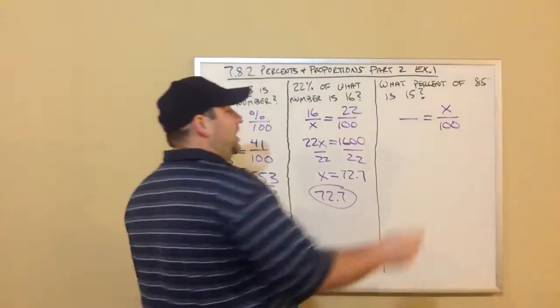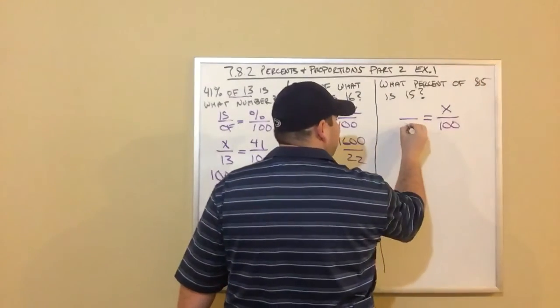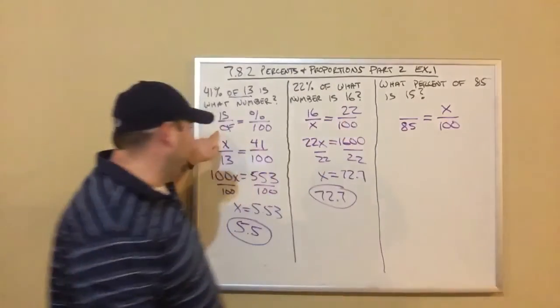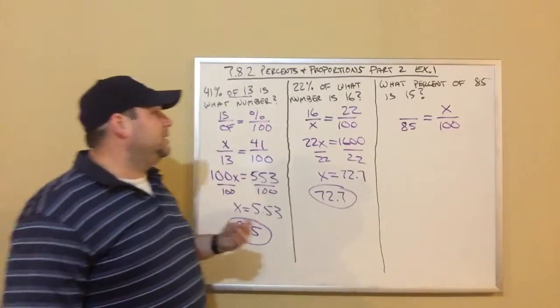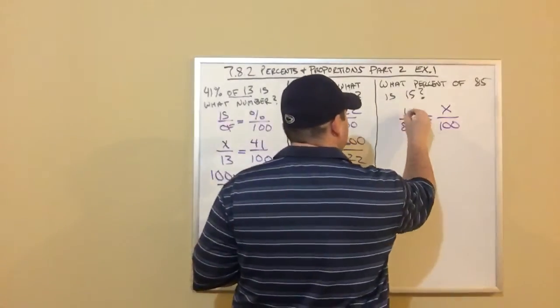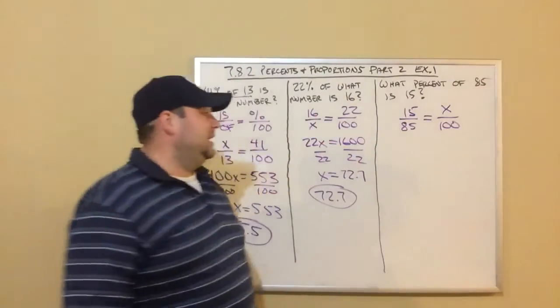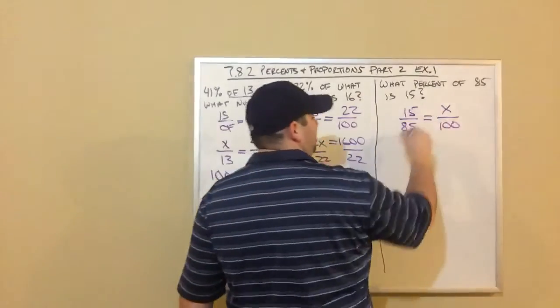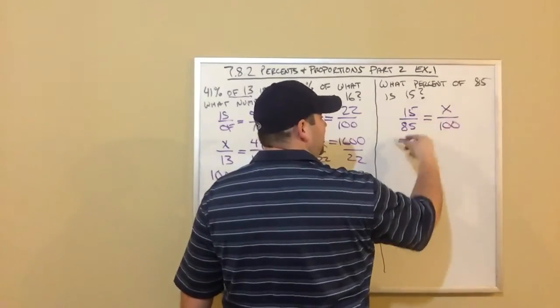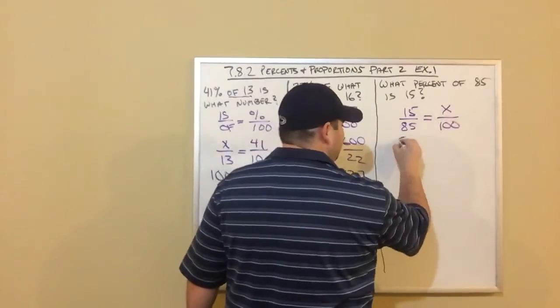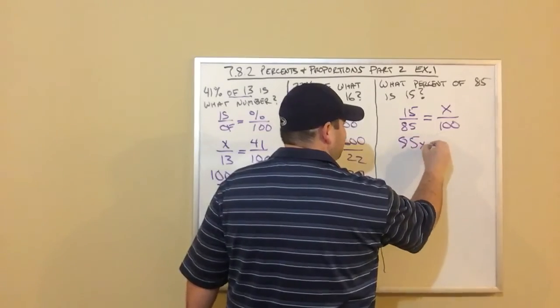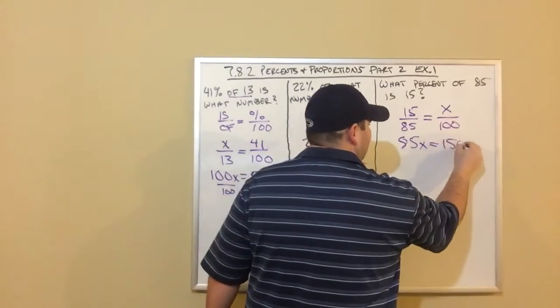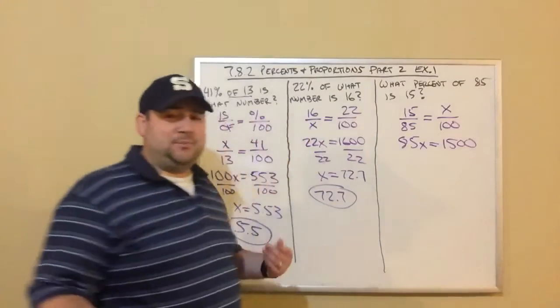So then it says of 85. So that means 85 goes in the of spot. The bottom there is 15. So 15 in the is spot. And again, I'm just going to solve the proportion just like the first two. I cross multiply. I always cross multiply with whatever diagonal has the X. So 85 times X is 85X. 15 times 100, 1500. One-step equation.